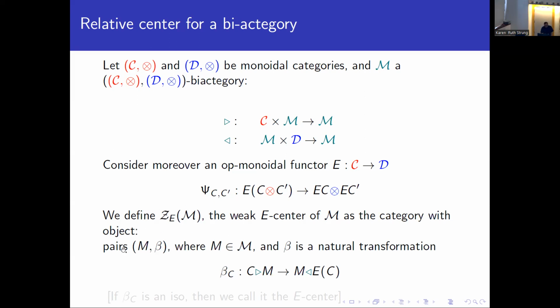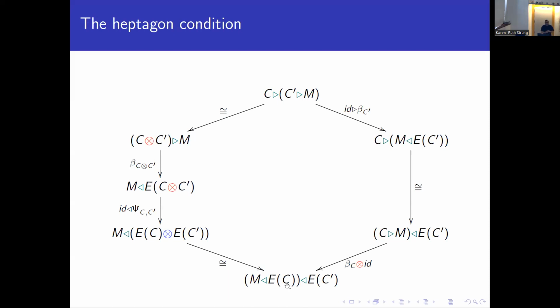The object of this weak center is a pair (M, beta), where M is a bicategory M, and beta is a natural transformation, which again we will call half braiding, where now this beta sends Cx upon M to Mx upon EC. And it has some compatibility similar to the definition of the usual center, which means that the compatibility here should respect the monoidal category of C and D.